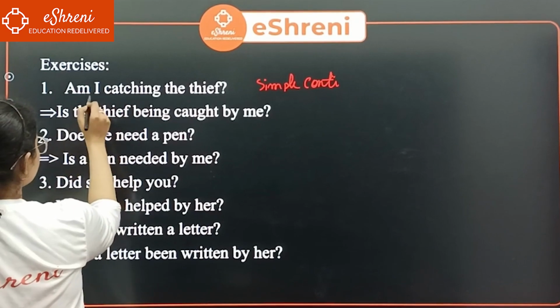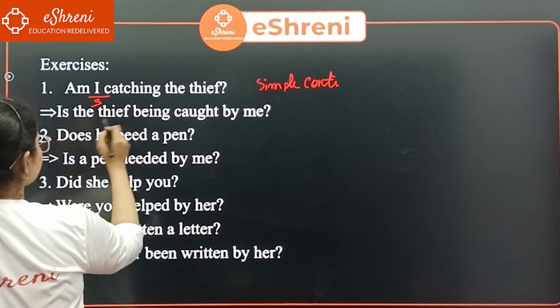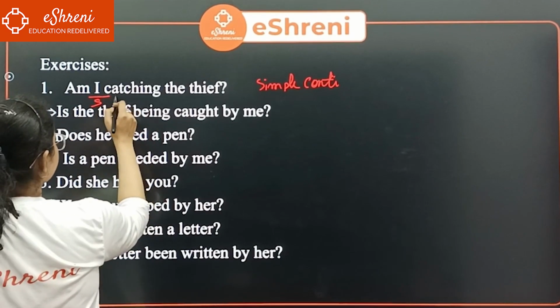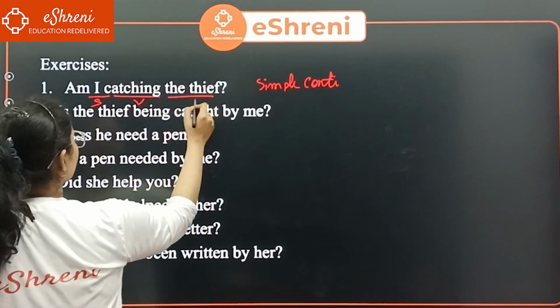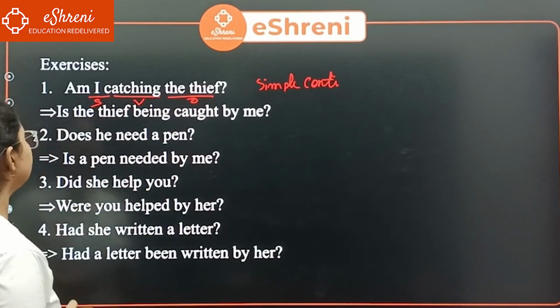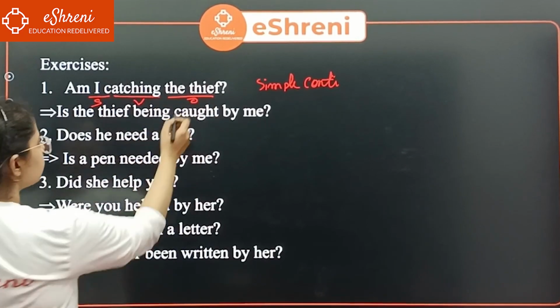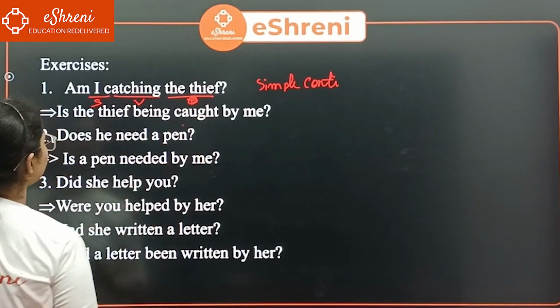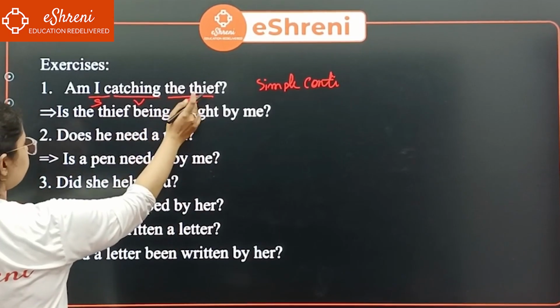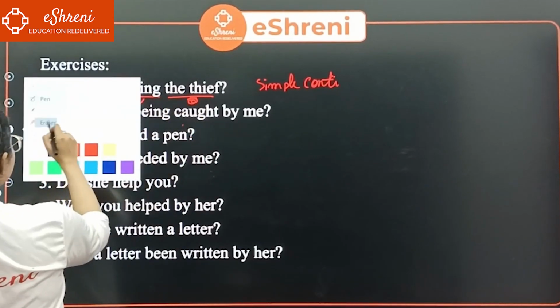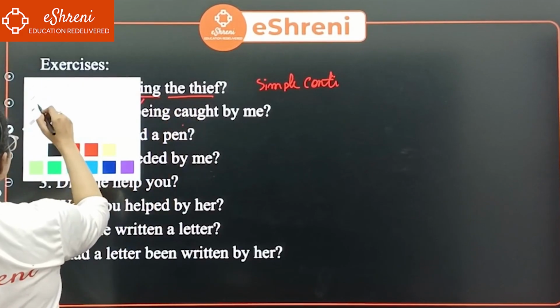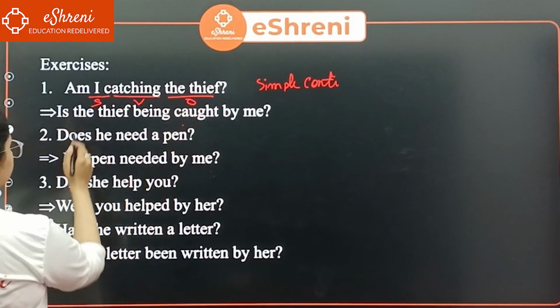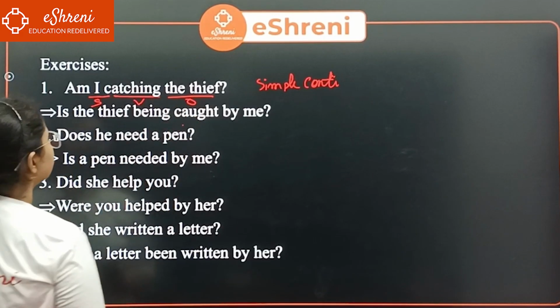First, what do we have? This is the subject, "am I catching the thief", verb, then object. So here what will happen, the object will become subject and the subject will become object. So the object is thief, and thief will first come at the beginning of the sentence. So thief and being caught.